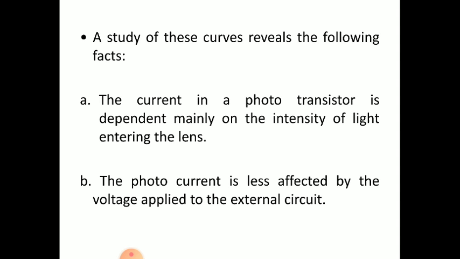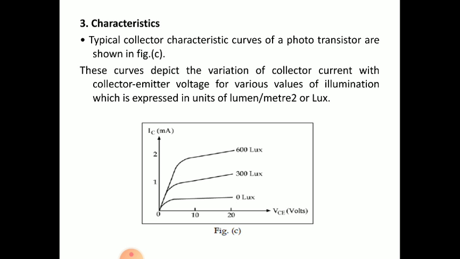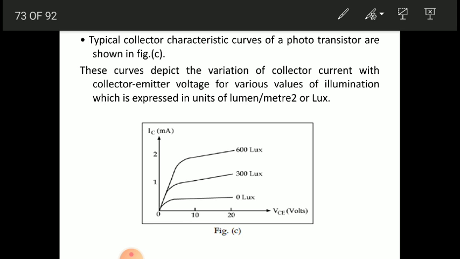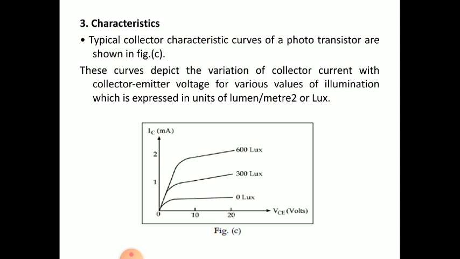The study of these curves reveals the following facts. The current in a phototransistor is dependent mainly on the intensity of light entering the lens. Observe the curves. With zero illumination, though VCE increases from 0 to 10, the current IC for the 0 lux curve is small. But for the 300 lux curve, it is around 1, and for the 600 lux curve, 0 to 10 will produce 2. That is almost 50%, and it doubles.